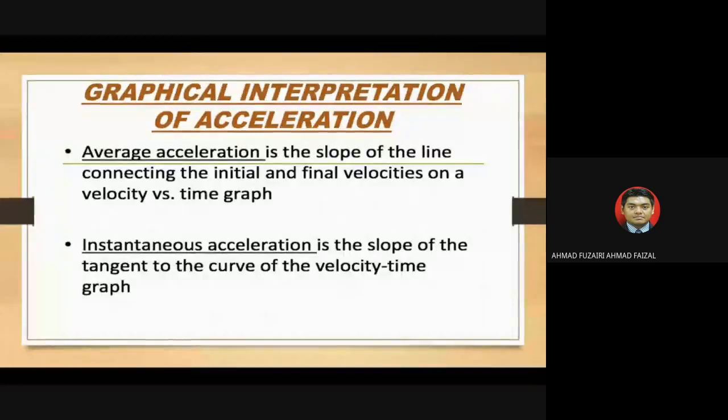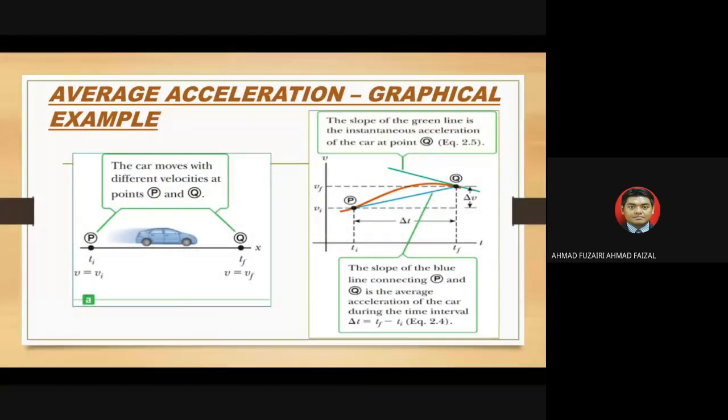Meanwhile, the instantaneous acceleration can be calculated from the slope of the tangent to the curve of the velocity versus time graph. The explanation for both average acceleration and instantaneous acceleration can be shown from the graph of velocity versus time. You can see here the slope of the green line is the instantaneous acceleration of the object. Meanwhile, the slope of the blue straight line between point P and Q is the average acceleration of the object.